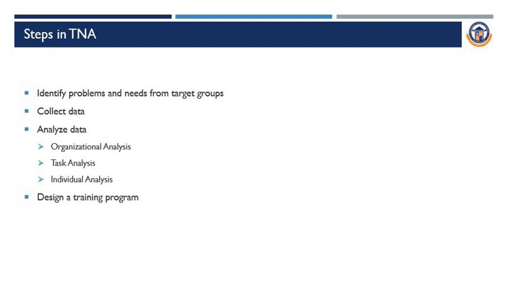Next is collect data. We have to collect data from them: what their expectations are, what their problems are, and what the reasons are. Then you have to analyze the data. This analysis is usually based on three kinds: organization analysis, task analysis, and individual analysis. Based on the data analyzed, you have to design a training program, whether they need communication training or technological updation training. Everything can be designed from this data analysis process.